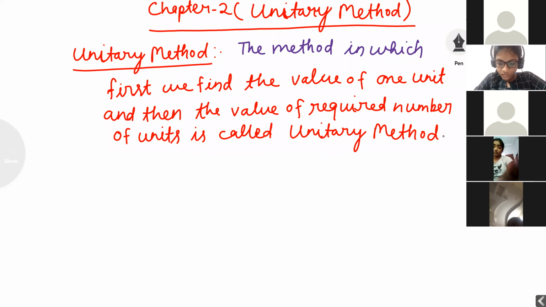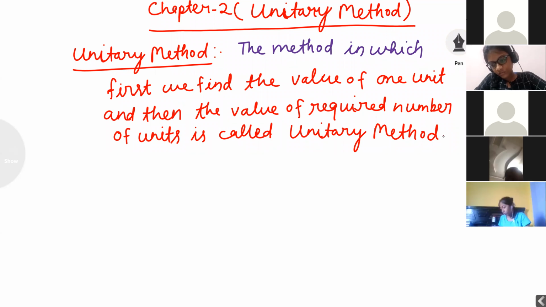If we know the value of 1 unit, I want to find out the value of required units. For that purpose, we are using unitary method. I have given a very clear definition. What is unitary method? The method in which first we find the value of 1 unit and then the value of required number of units. Note down example first.